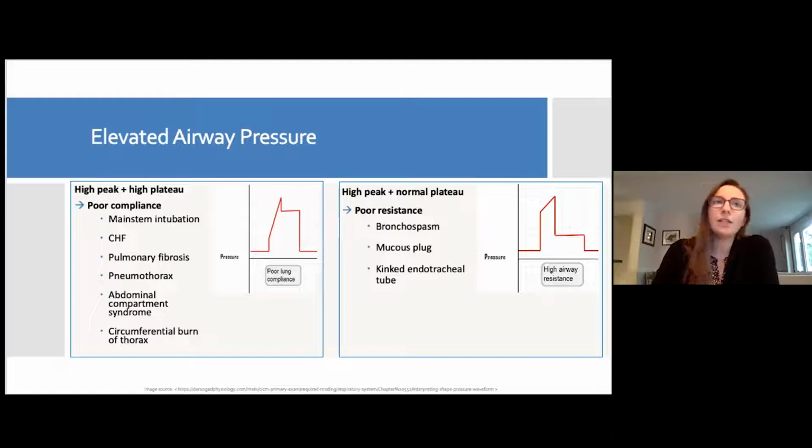So on the left-hand panel here, we see when we have a high peak and a high plateau, that suggests that resistance is normal and is not the thing that is driving that peak airway pressure to be elevated. Instead, it's that compliance is poor. And causes of poor compliance include main stem intubation, such as in this case. This patient, remember, was just transported to the CT scanner.